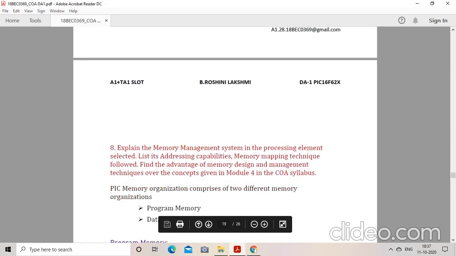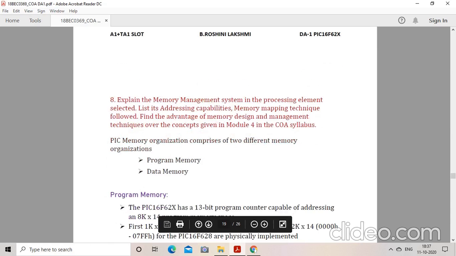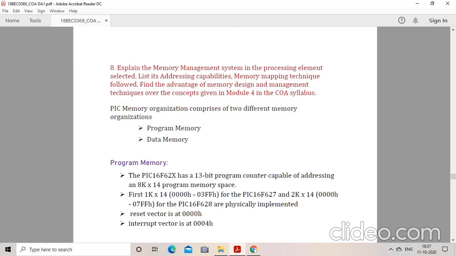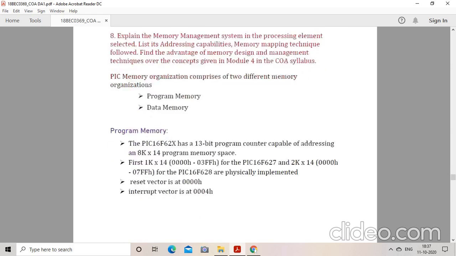Our 8th question is to explain the memory management system in the processing element selected and to list the addressing capabilities, memory mapping techniques followed, and then we need to find the advantages of memory design and management techniques over the concepts given in module 4. PIC memory organization comprises 2 different memory organizations: program memory and data memory.